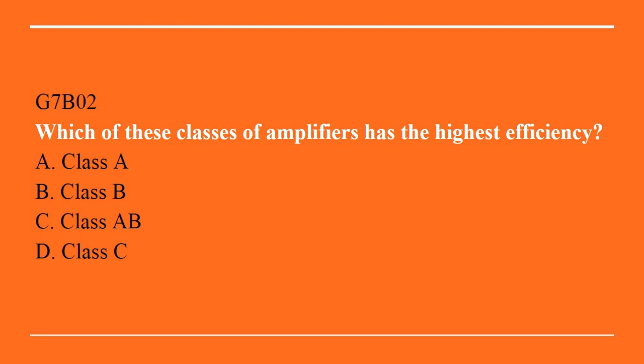G7B02, which of these classes of amplifiers has the highest efficiency? A, Class A, B, Class B, C, Class AB, or D, Class C? Answer is D, Class C.